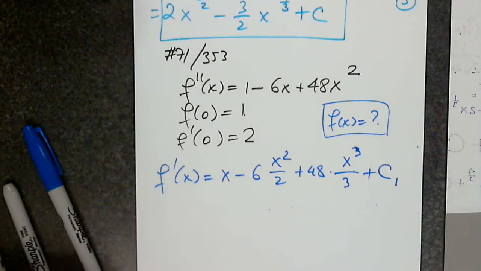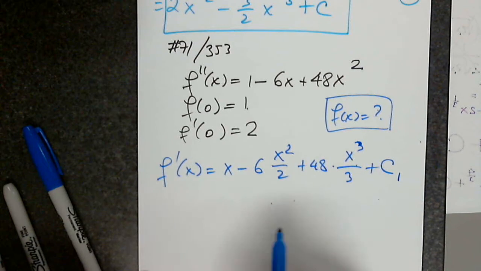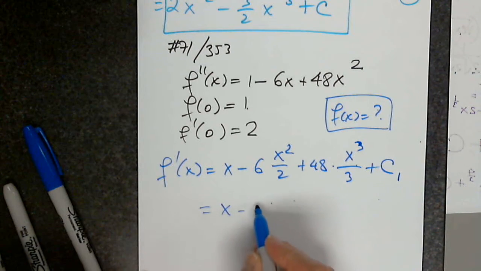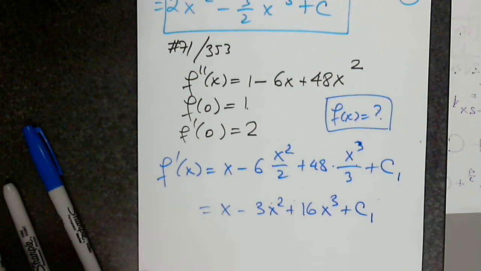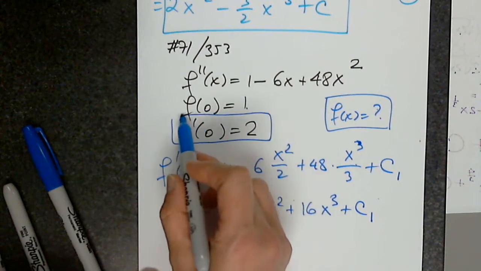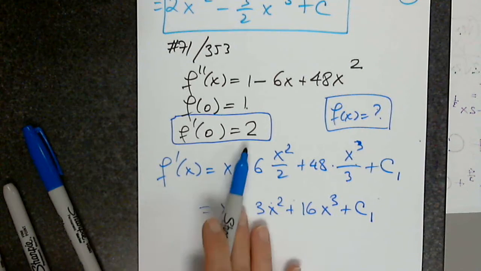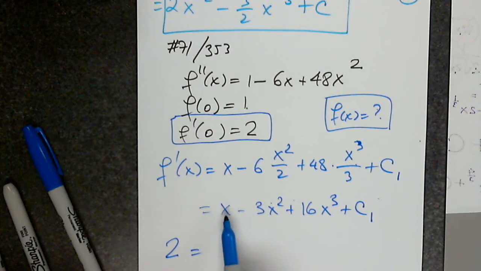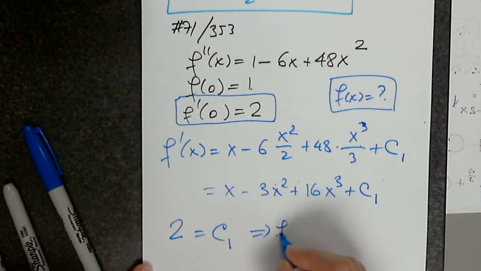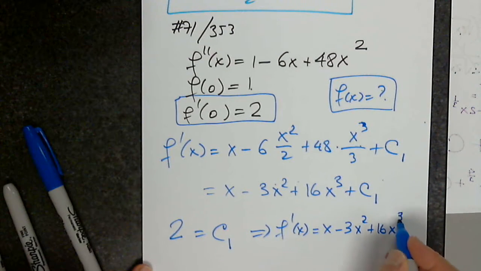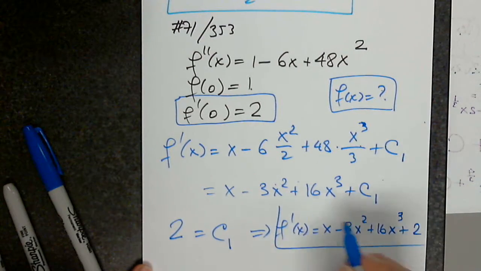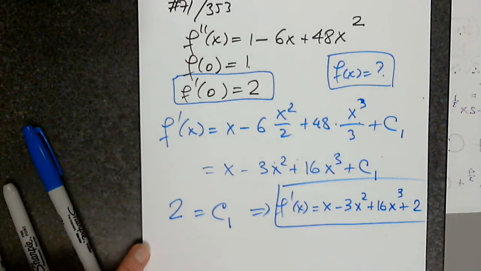Plus c1, and then you can place in f prime of 0. So I will simplify as much as I can. So then I have x minus 3x squared plus 16x cubed plus c1. And then you can find out c1, right? Now I can find out c1, yes. The left hand side is 2 and the right hand side is 0, 0, 0, c1. c1 is 2. Very good. So from here I know that f prime of x is x minus 3x squared plus 16x to the third plus 2.